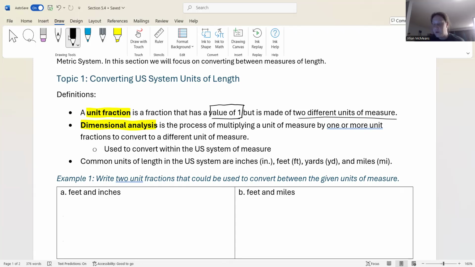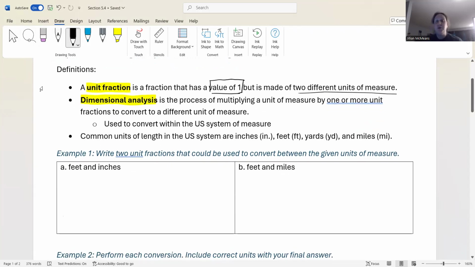Example one says write two unit fractions that could be used to convert between the given units of measure. If you have a class that meets face-to-face, your teacher will give you a conversion sheet with all of these different conversions that help us build these unit fractions. If you're in a fully online class, there is probably a conversion sheet given to you by your instructor somewhere in Moodle. We do not expect you to memorize all of these. We expect you to learn how to use them. So if you have a conversion sheet, get it out. If not, make sure you find one.